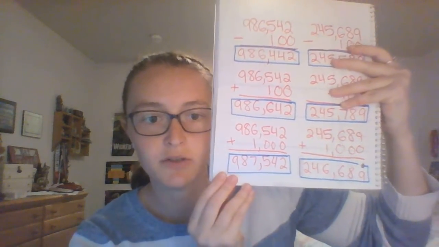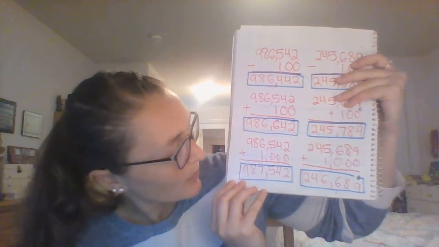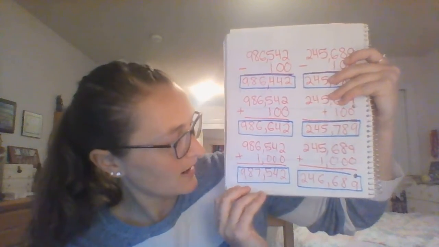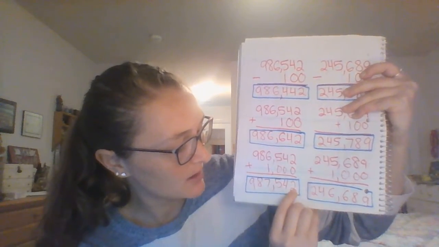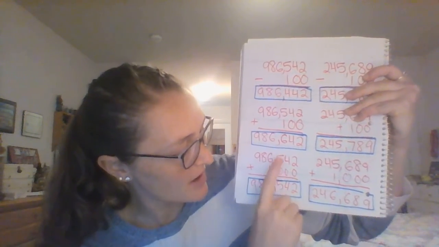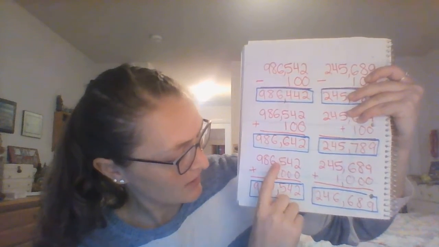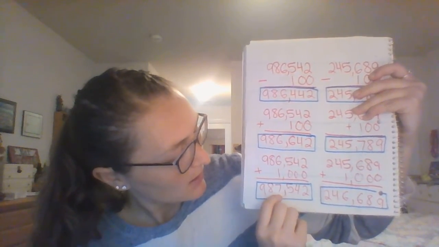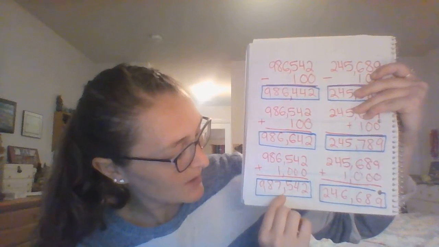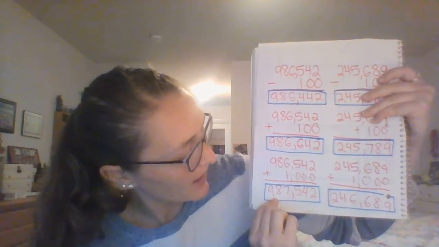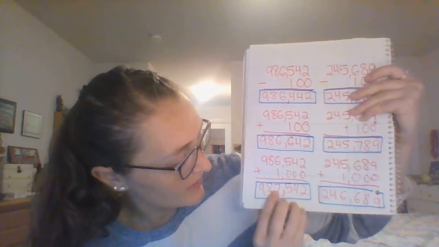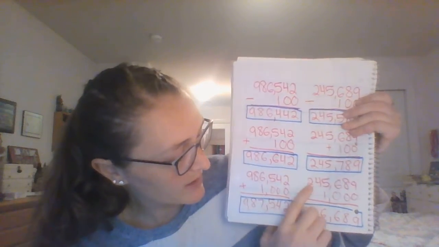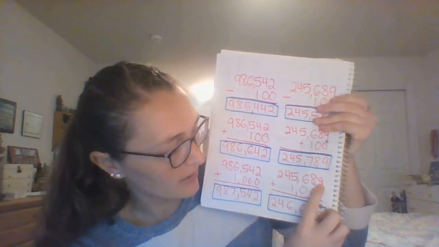So here are my solutions. Again, we are just adding ones and zeros, so it's pretty quick. Let's start with our biggest number. 2 plus 0 is 2. 4 plus 0 is 4. 5 plus 0 is 5. 6 plus 1 is 7. Make sure you bring down the commas. And our 8 and our 9 are brought down. So our answer is 987,542.